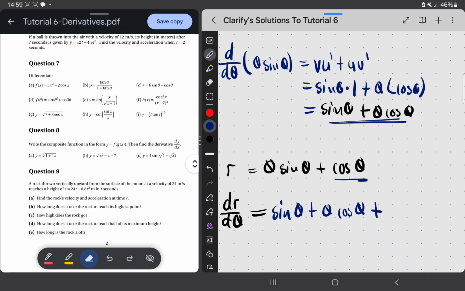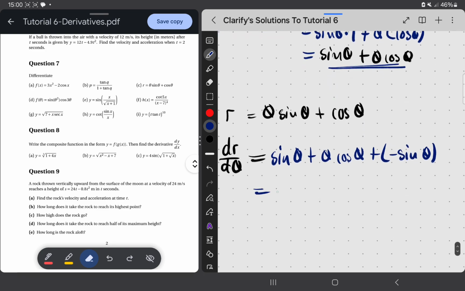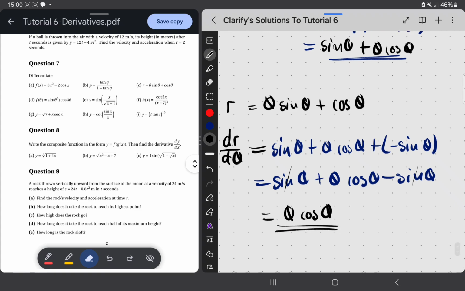Then you say plus, what is the derivative of this? The derivative of cos theta is negative sine theta. So plus the derivative of this, which is negative sine theta. So this now becomes sine theta plus theta cos theta, plus minus, becomes negative sine theta. And this sine theta and this sine theta will cancel. You remain with theta cos theta. This is your final solution.